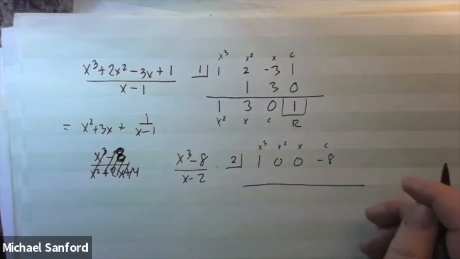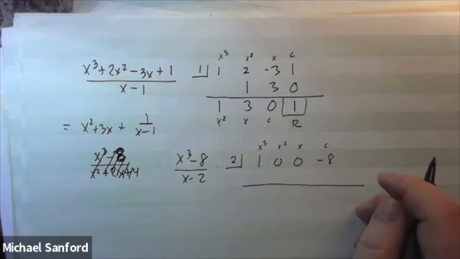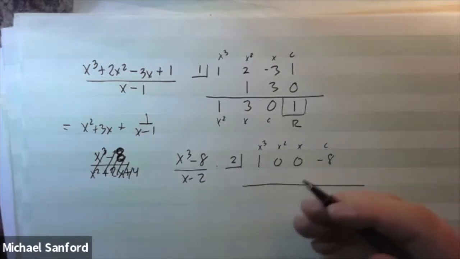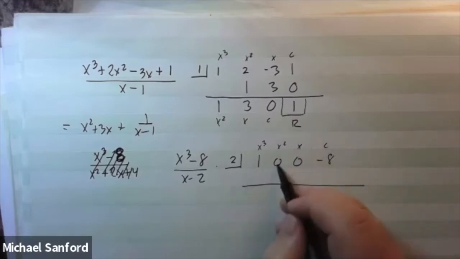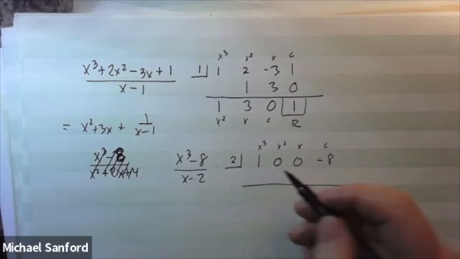Because like I probably said when we first did polynomials, they always have some sort of coefficient, even if there's nothing there. You can always put in a 0 for its slot.